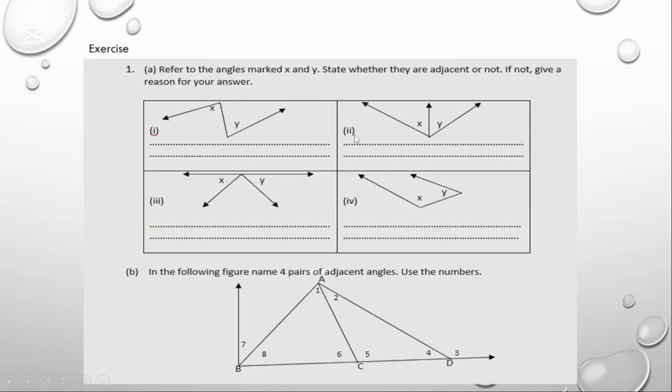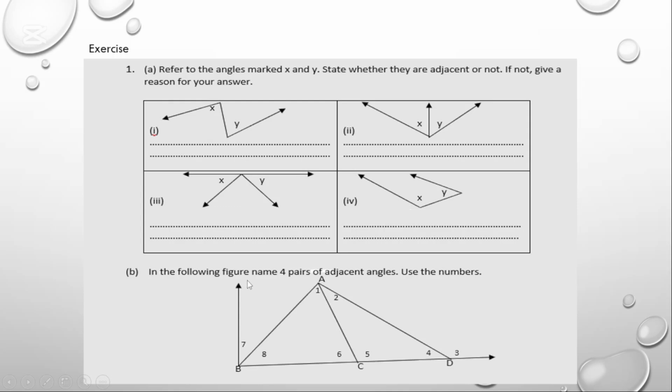Number 2, are they adjacent? Do they share a common vertex? Yes. Do they share a common side? Yes. They are on both sides of the common side. This 2 here, X and Y, are they adjacent? What is your answer? No. There's an angle in between them and they do not share a common side. Number 4, what do you think of that too? They share a common side, yes, but not a common vertex, and they are not next to each other.